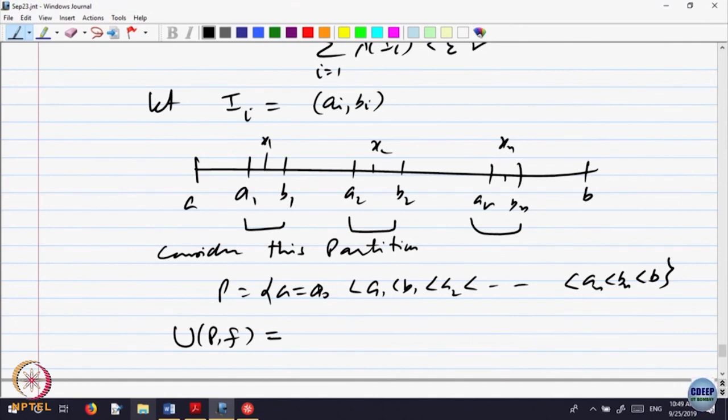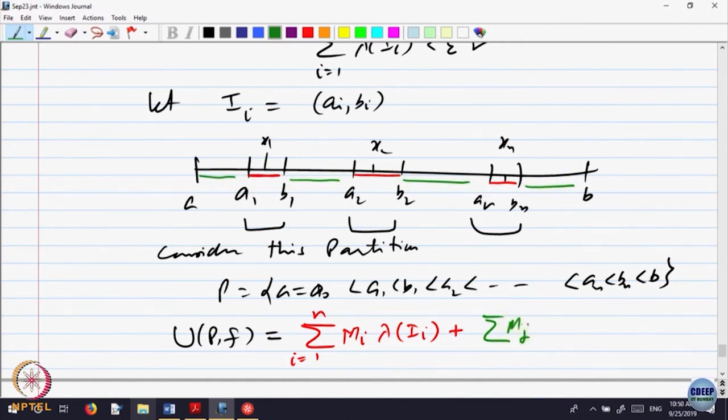So, the upper sum, I will divide it into two parts, over the intervals a1, b1, a2, b2, an, bn. What is the upper sum? Maximum value in a subinterval times the length of the subinterval. So, let us divide it into two parts. One part is with respect to these a_i, b_i's. So, let me call it the maximum value on a_i, b_i, times the length, which is the length of I_i, sum over i equal to 1 to n, plus the other parts, these intervals. Let us call the maximum there m_j.